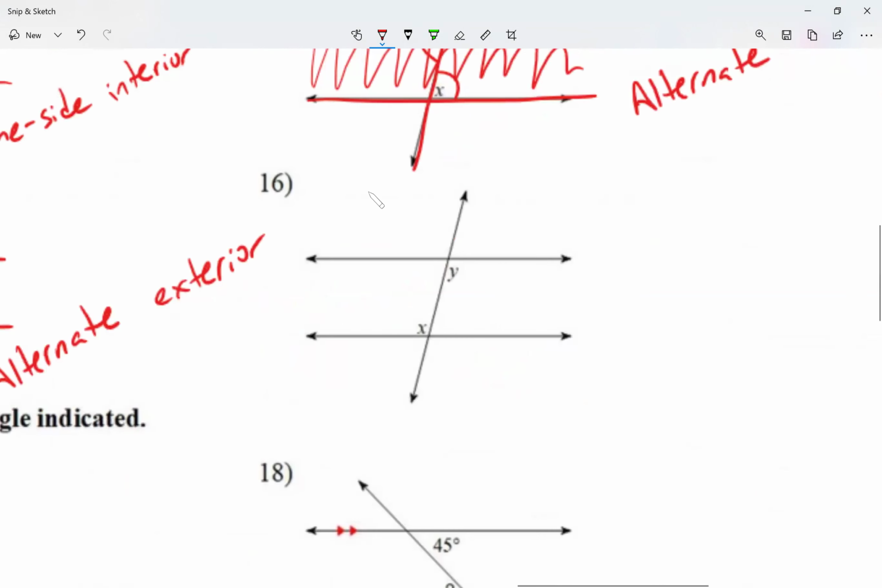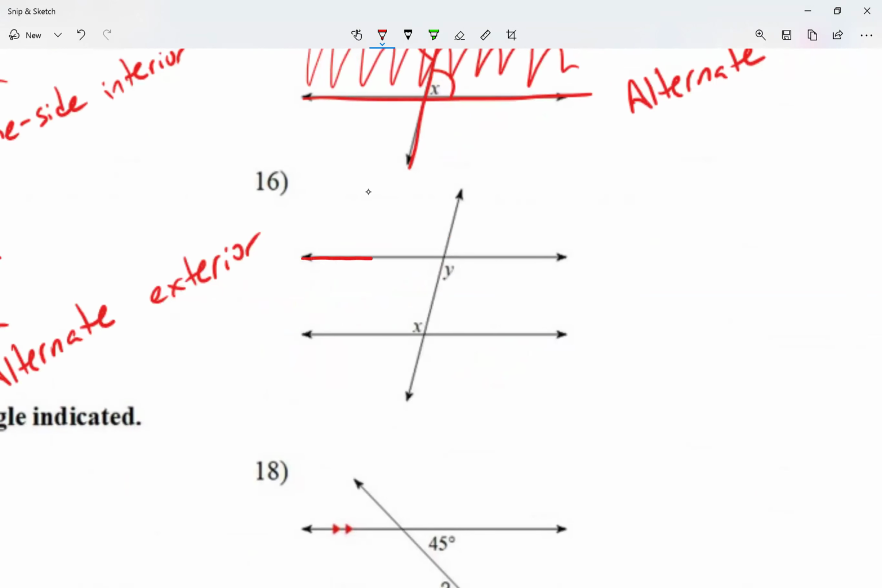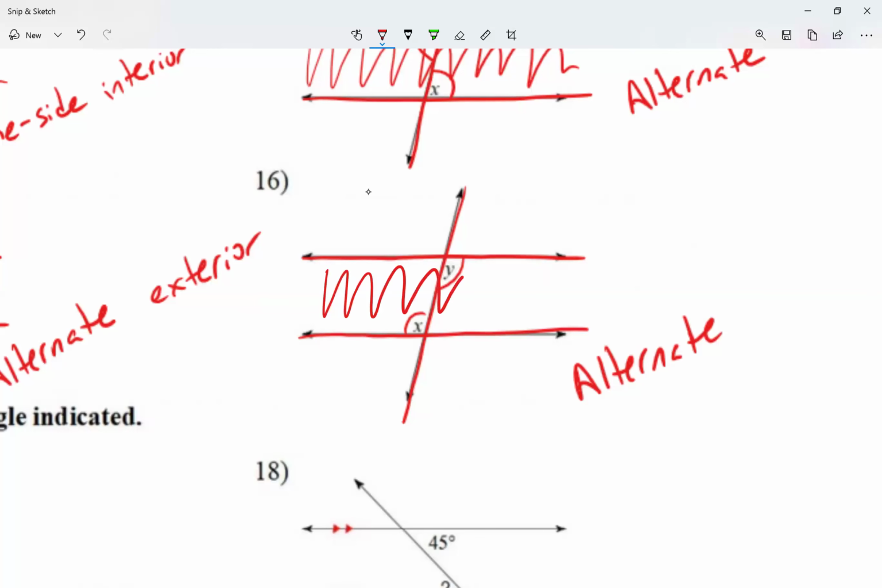And lastly, let's take a look at number 16. I see my parallel lines. I see my transversal. I see X is on one side of the transversal and Y is on the other side. So that's definitely alternate. The space in between the parallel lines is the inside. That's where my angles are. So interior.